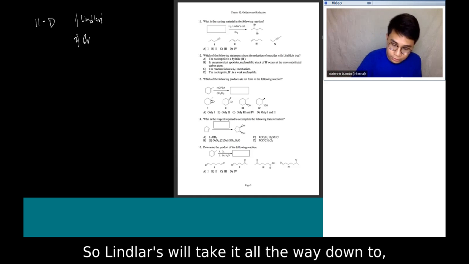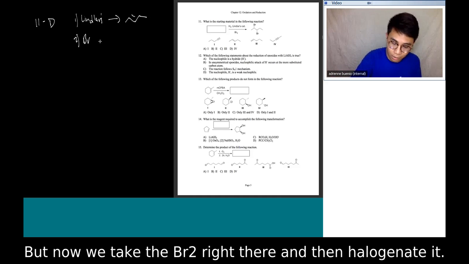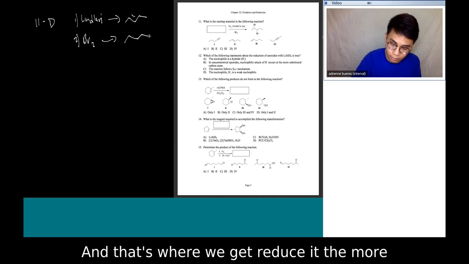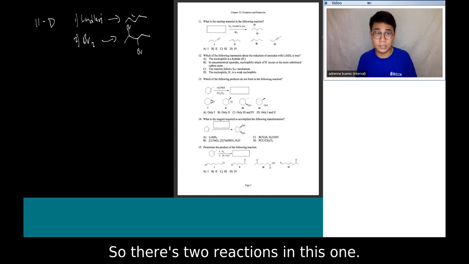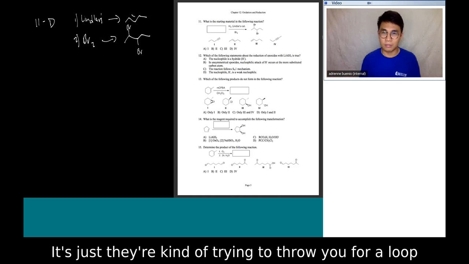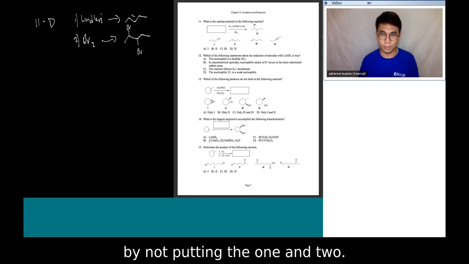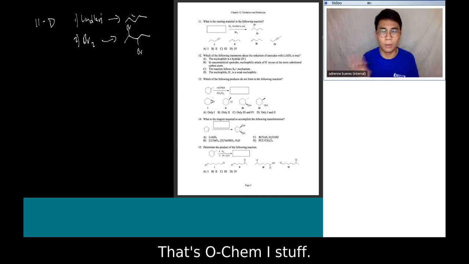So Lindlar's will take it down to, let's see, it would have looked like this, right? A double bond. But now we take the Br2 right there and halogenate it, and that's where we reduce it some more and get the Brs over here, right? So there are two reactions in this one. Nothing too crazy. They're just trying to throw you for a loop by not putting the one and two, but don't get tricked by that. We know what halogenation is. That's like OChem one stuff, right?